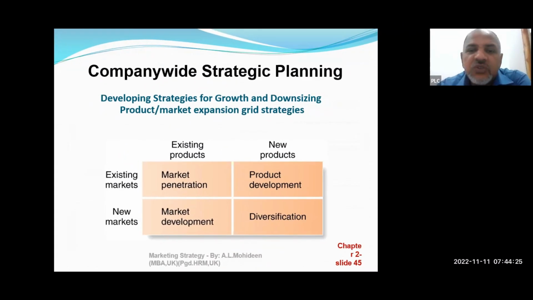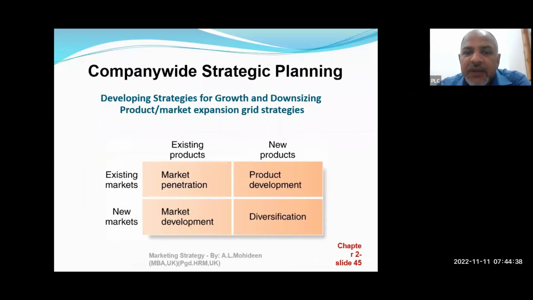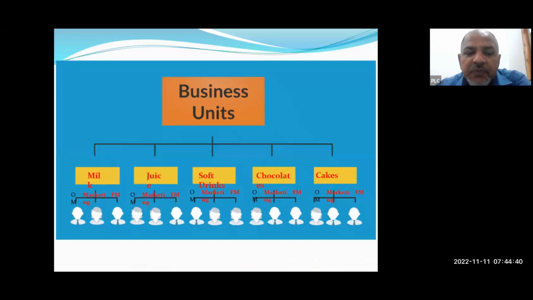So when you look at this growth strategy, we have 4 categories of strategy. So the first step is market penetration. We discuss about the market penetration. As an organization, we can't bring all the products at a time. So you start with a milk factory.